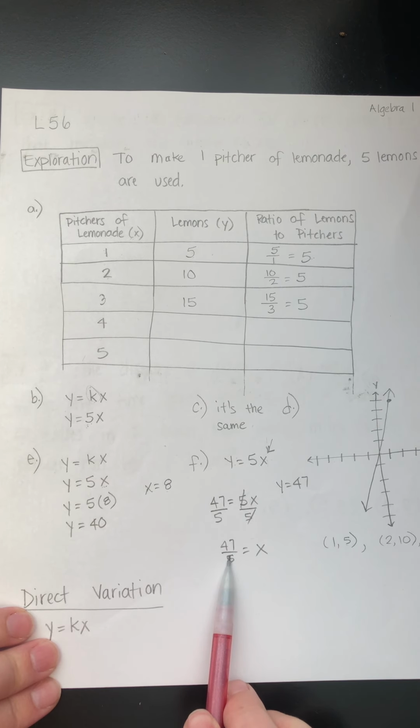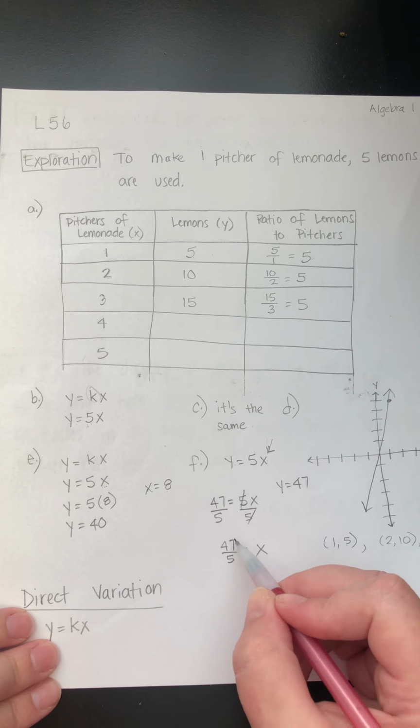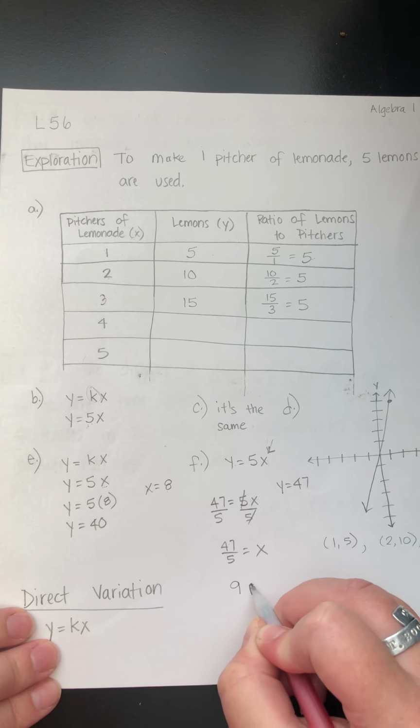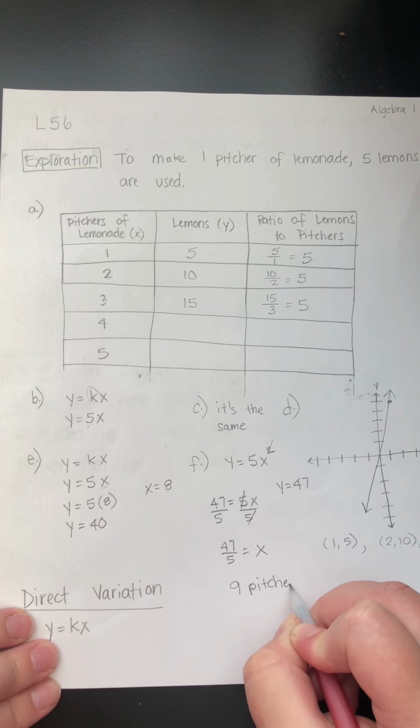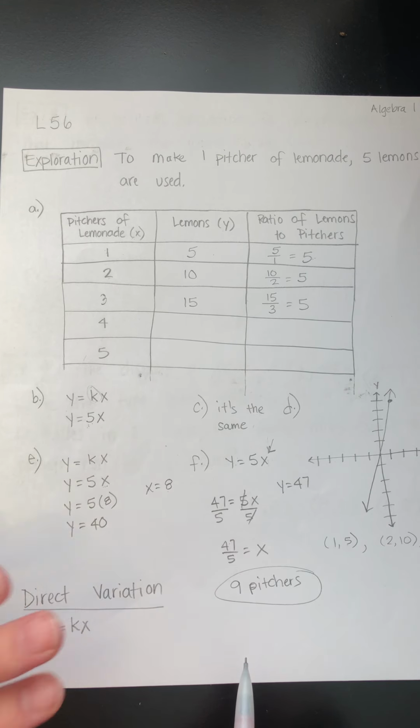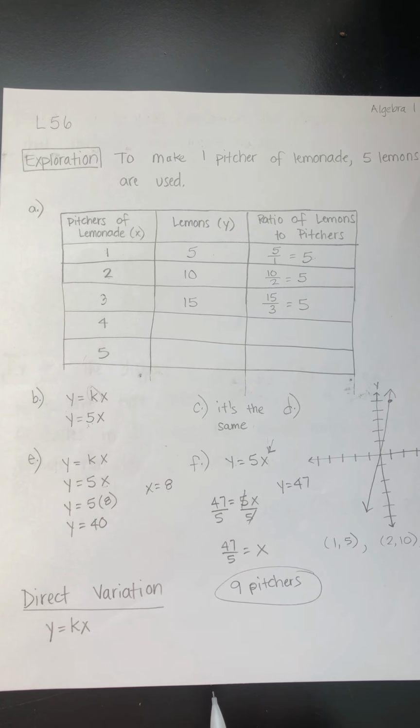Well, this is not going to be an even number, so we're going to have a little bit over whatever 47 divided by 5 is. So 5 goes into 47 9 times. So we're going to have 9 pitchers. That's what x equals. It'll have a little bit of a remainder, but we're not really too worried about the remainder. We can't have 10 pitchers.